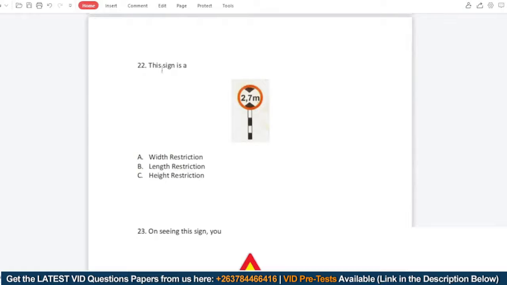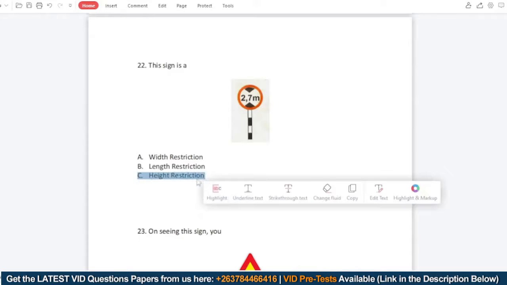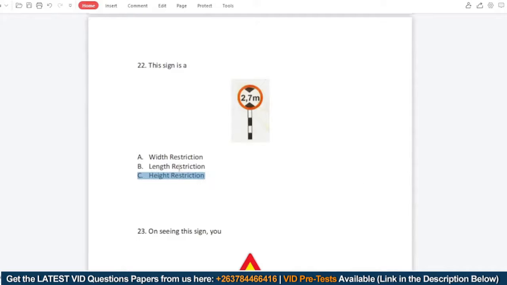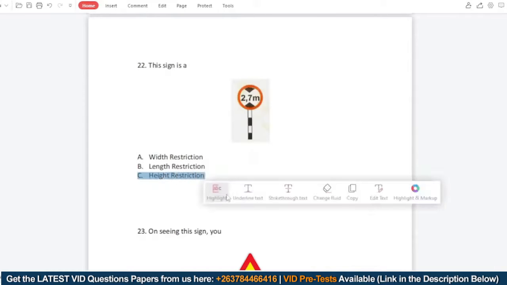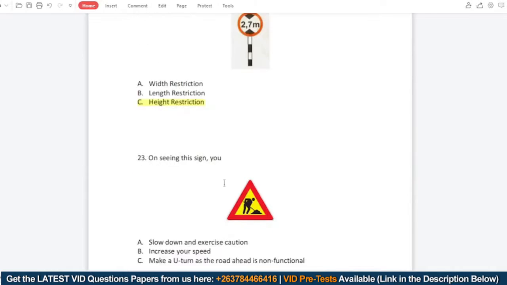Number 22. Is this sign a width restriction, length restriction, or height restriction? As you can see from this one, this is 2.7 meters, and this is a height restriction, very different from a length or width restriction. So look clearly at your signs, and you'll see that there is a difference between length, height, and weight restriction signs. So the correct answer for number 22 is C.